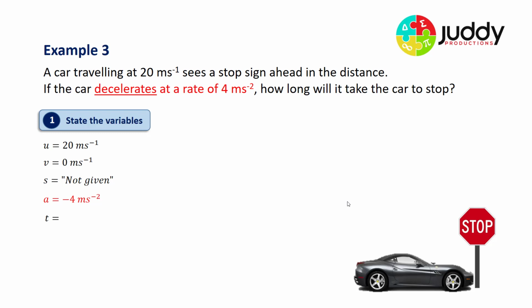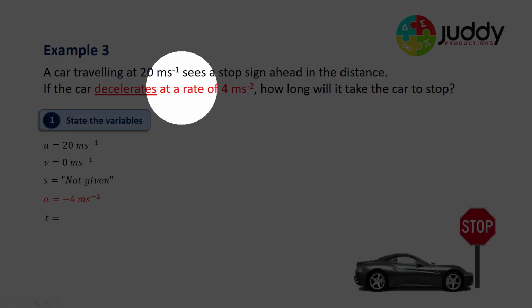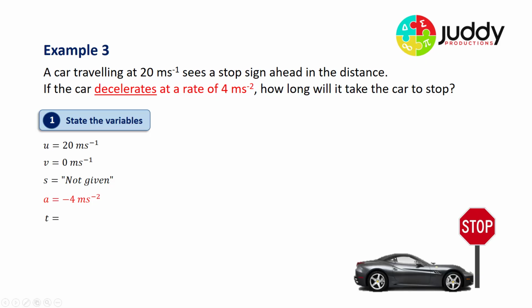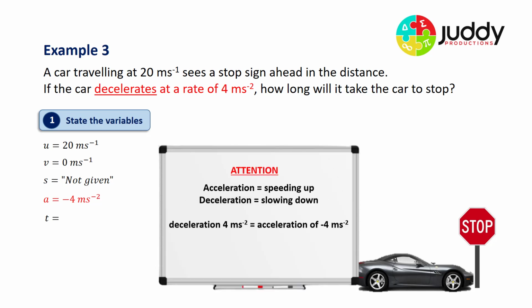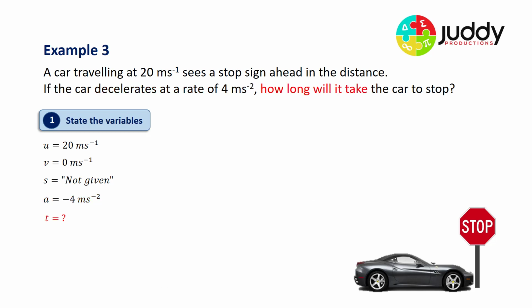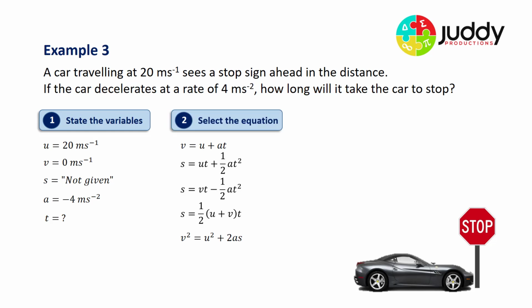Now this may be a little bit confusing. Our description says decelerates at a rate of 4 meters per second. Now acceleration is when you speed up. Deceleration is when you slow down. So if I decelerate at 4 meters per second, that's the same as accelerating at negative 4 meters per second. And finally, the time is what we're trying to calculate. How long will it take? T equals question mark.